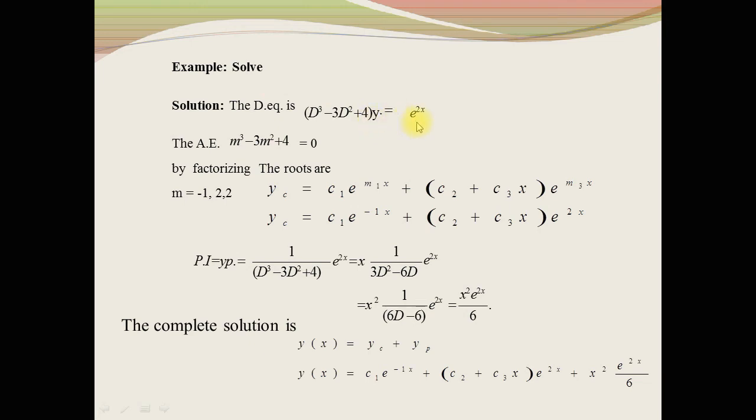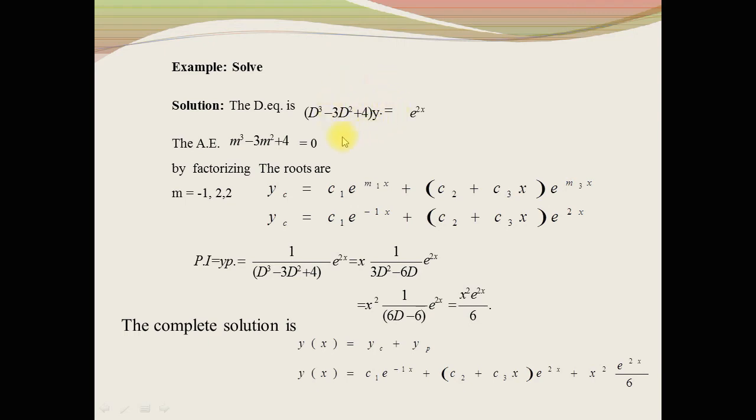Now another example, (d cube minus 3d square plus 4) into y is equal to e power 2x. Dear student, you see over here, first of all, take the auxiliary equation, take the homogeneous part. For the homogeneous part, first of all find the complementary solution. For this non-homogeneous higher order linear differential equation, we have to find two solutions, complementary solution and particular solution.